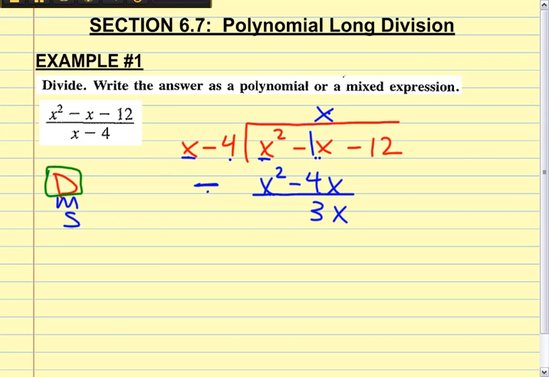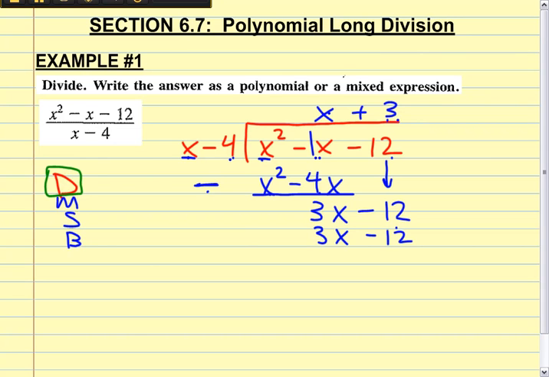Okay? And now, the next step, bring down. Now, what do I multiply x by to get 3x? All right, so I'm going to put plus 3. Constants on top of constants. 3 times x is 3x. Line them up. 3 times negative 4 is? Not 12, but negative 12.